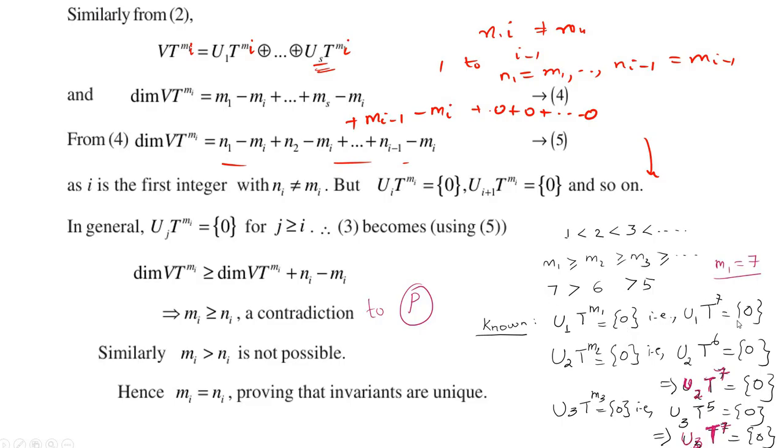So U1 T power 7 is singleton 0. How about U2? U2 T power M2 is singleton 0. What is M2 here? 6. So U2 T power 6 is 0. When U2 T power 6 itself is 0, U2 T power 7 should be singleton 0.